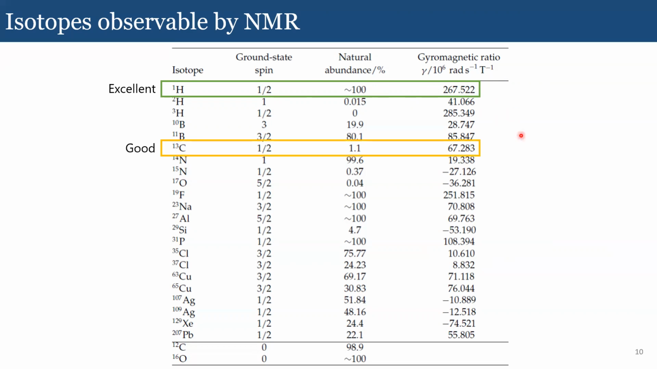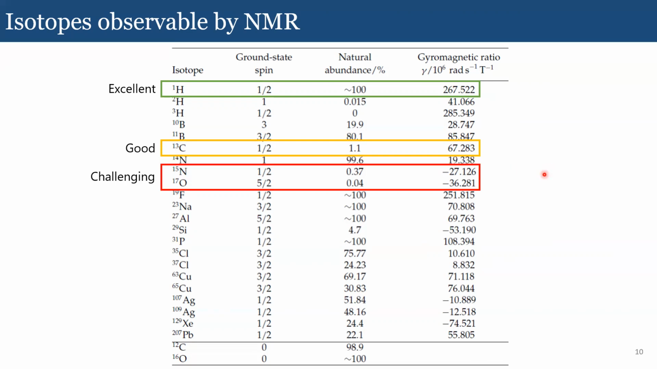On the other hand, if I go back again to carbon 13, still spin half, but here the natural abundance is only 1.1%, and the gyromagnetic ratio is not that bad. So the frequency, like I said, is only like a fourth of the proton.